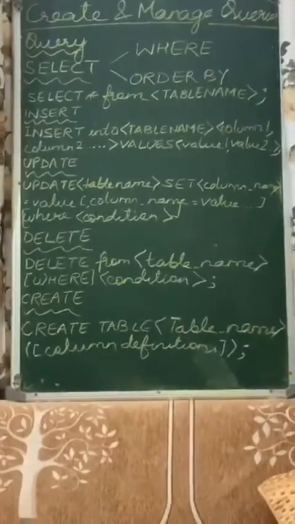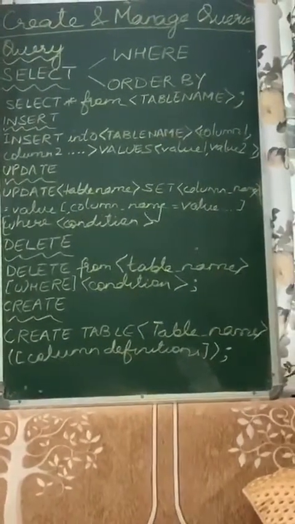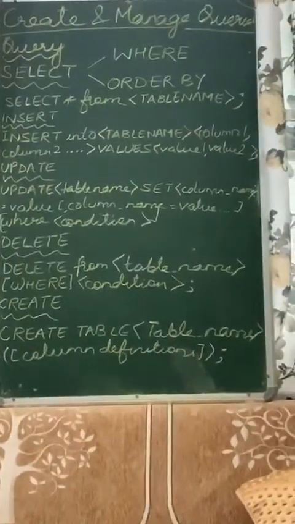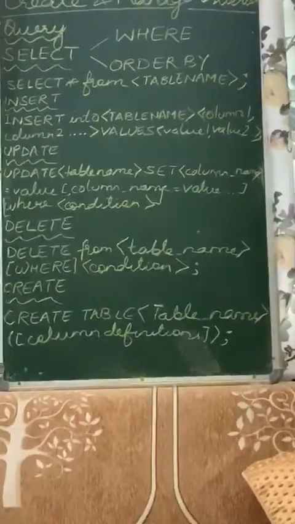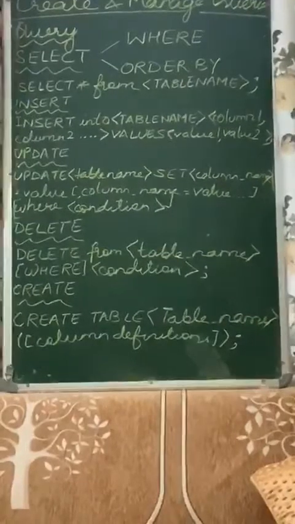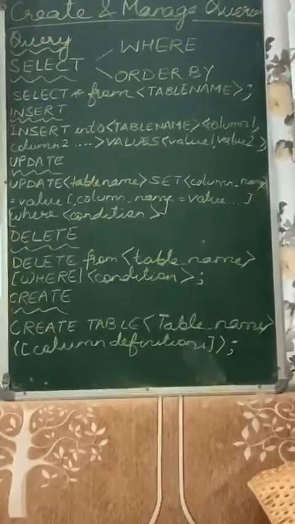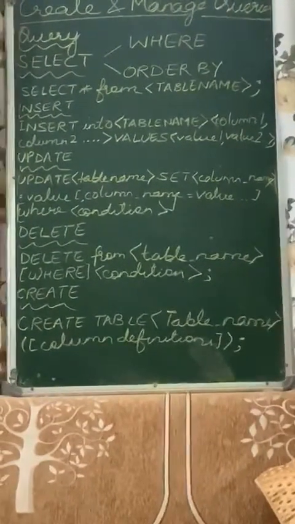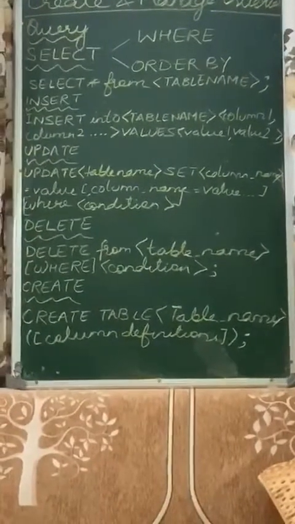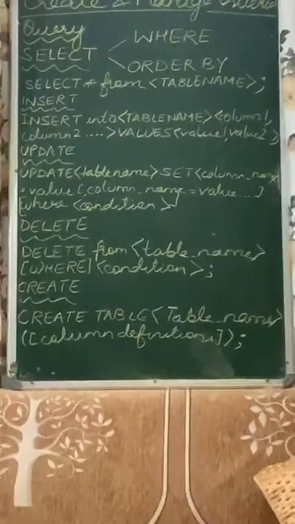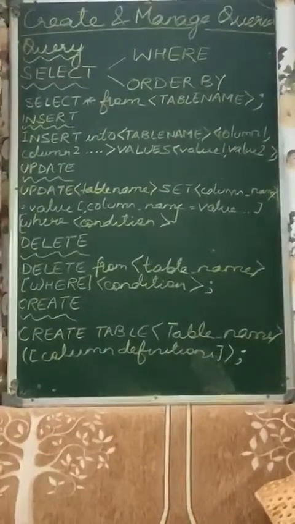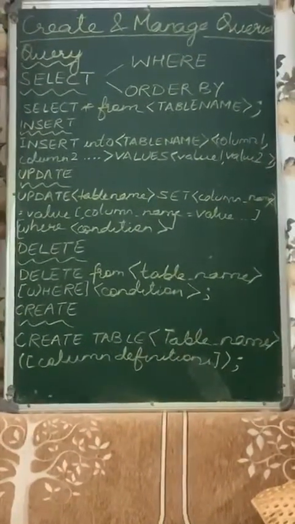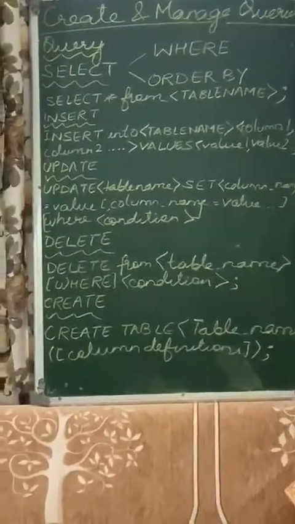For example, update student, set house is equal to Vikram where roll number is 1. Or you can write two values also: update student, set house is equal to Abhay, comma, marks is equal to 90 where roll number is 1. So you can set more than one value at a time with update.